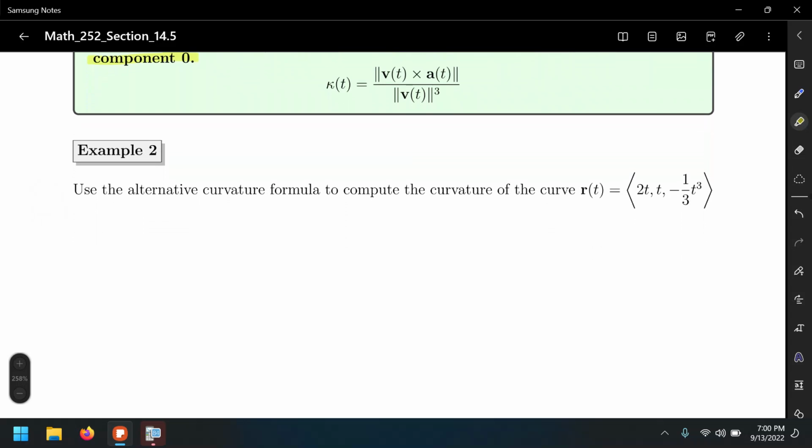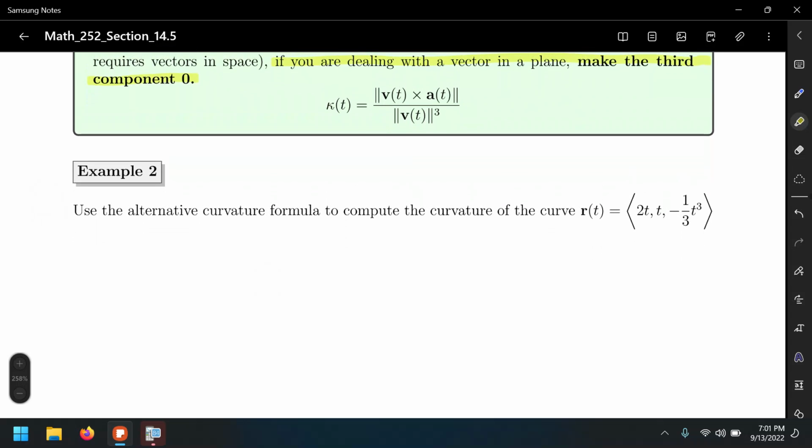Okay, so for the second example, let's use the alternative way to get the curvature kappa of t to compute the curvature for the given function r of t equals t, negative 1/3 t cubed. All right. So what do we need in this case? Notice, let's look at the formula for the alternative. We need the velocity vector and we also need the acceleration vector. So what do we need to do to get those two vectors? First and second derivative of this vector valued function. That's correct.